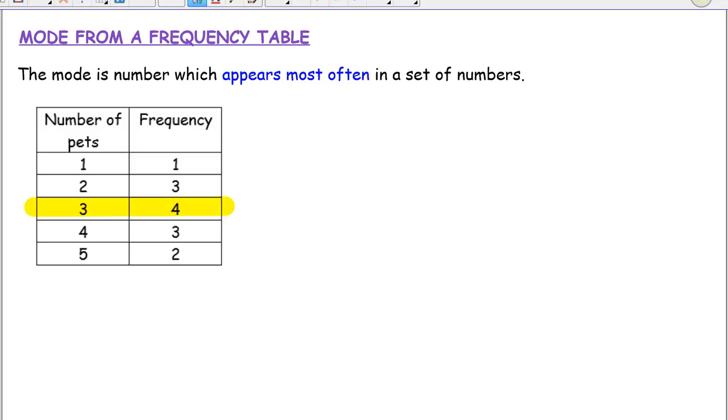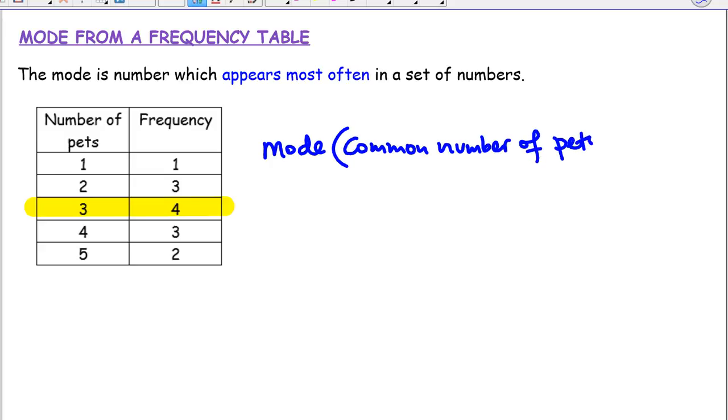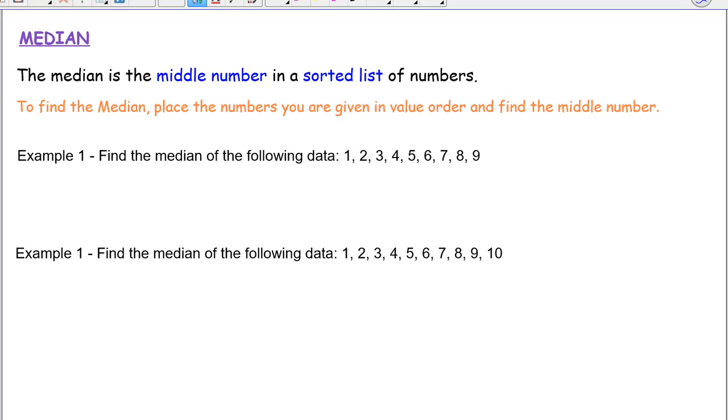So what's the common number of pets? It's 3. So we can go ahead and say the mode, which in this case is the common number of pets, will be equal to 3. And that's how you get the mode from basically a frequency table. Look for the particular data that has the highest frequency.